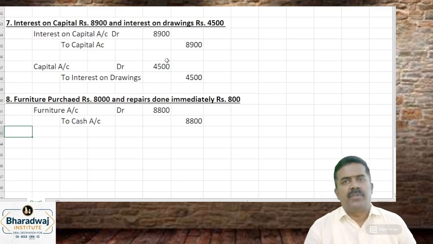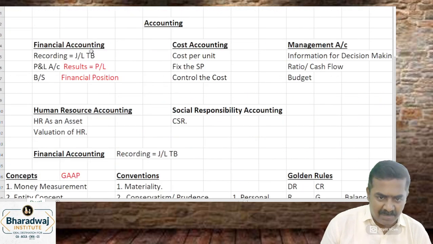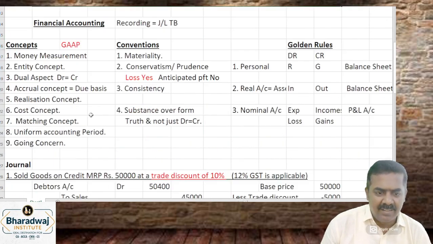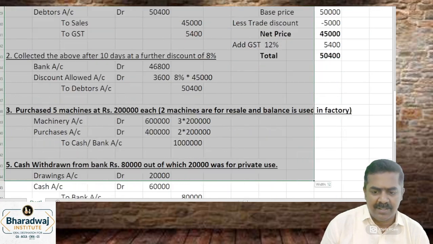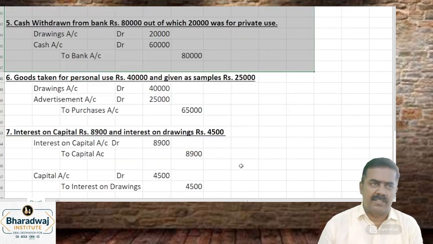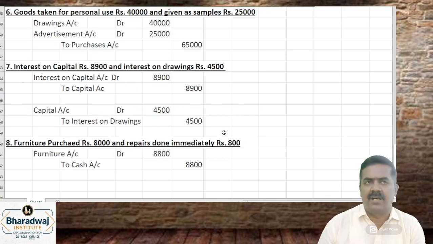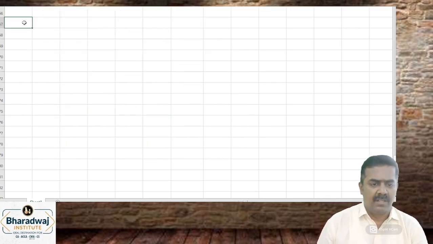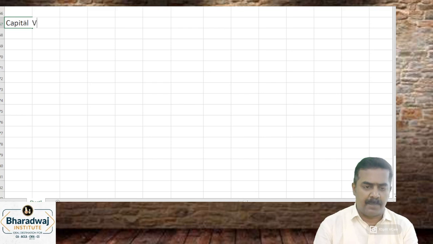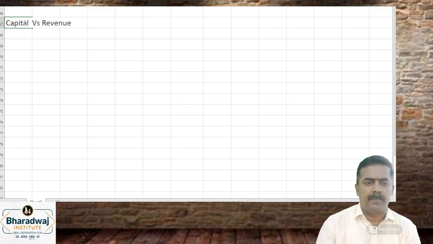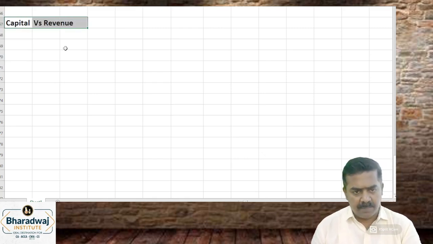So far what we have revised: branches of accounting, then concepts, conventions and golden rules, then we have learnt certain different journal entries than what we did in our plus 1 and plus 2 or foundation regular classes. Next, this is one of the most important concepts. Every time 3 to 4 questions are tested. Capital versus revenue. Okay, we'll discuss this.